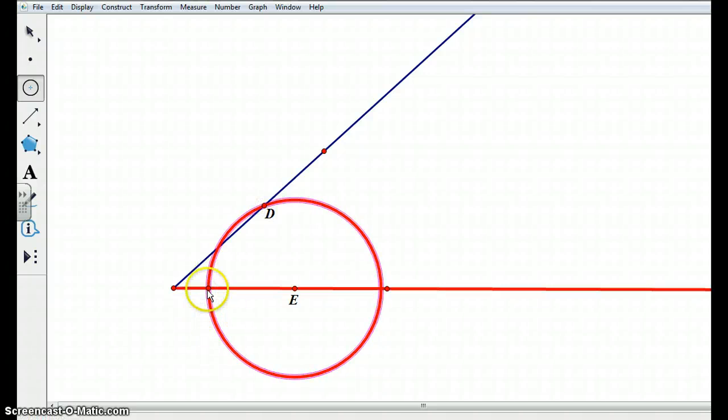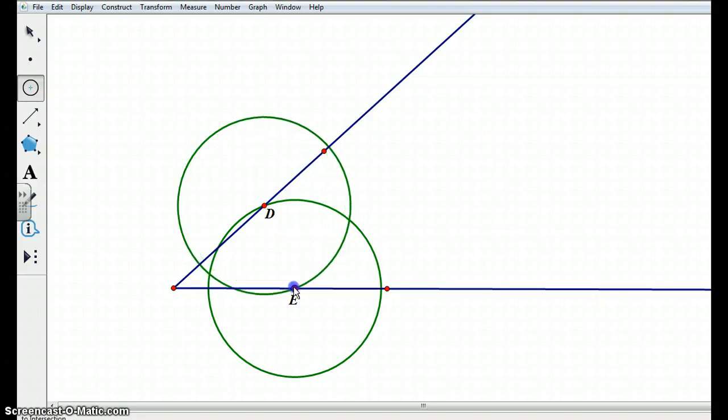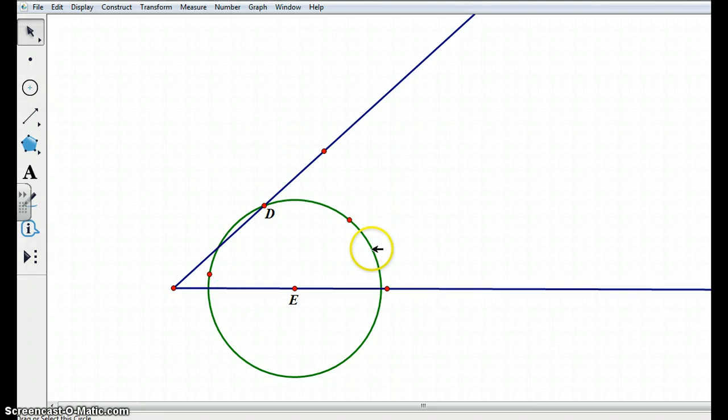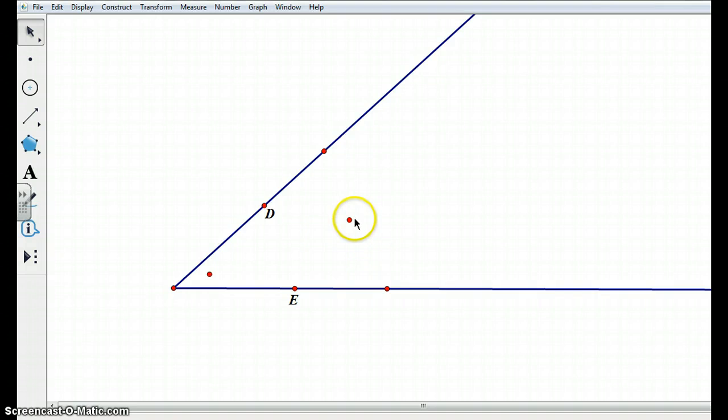I really care about this distance over here, and I'm going to do the same thing from D. I'll make an arc from D to E. We see that of these two circles, there are two intersections, right over here and right over here. I think you know where this is going, so I'm going to hide this circle and this circle, because I really care about these two intersections.